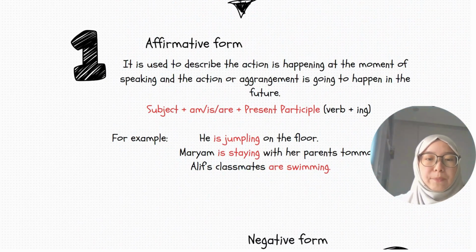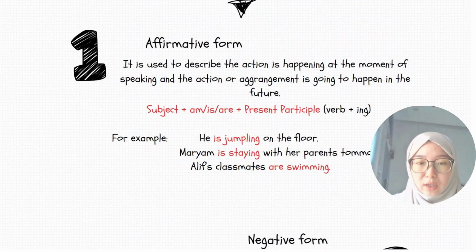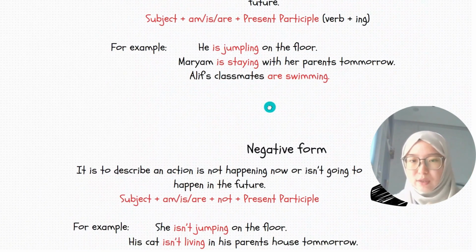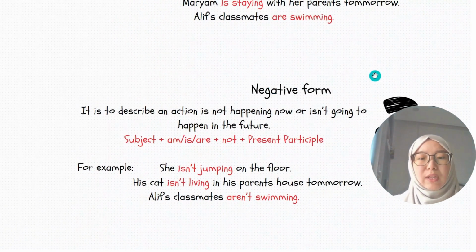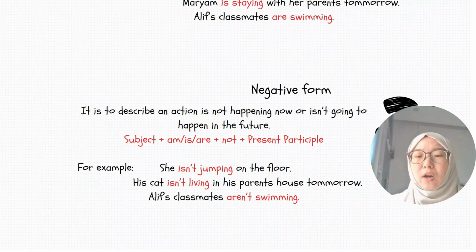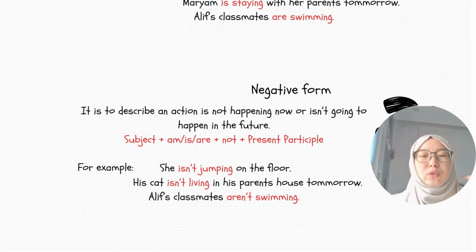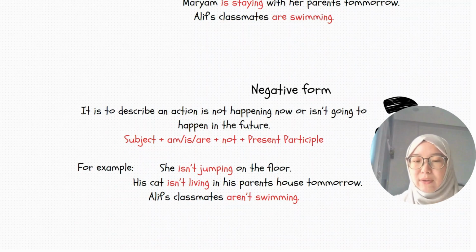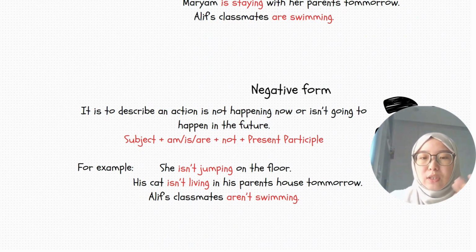Here are examples. Is he jumping on the floor? You are questioning. Is he jumping on the floor right now? Doing this action right now? Is Maria living with her parents tomorrow? Is she going to live with her parents tomorrow? Now making a question. Are Alif's classmates swimming? You don't know. You are asking a question, right?